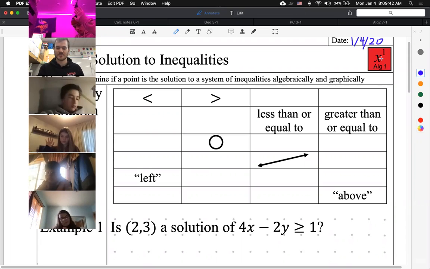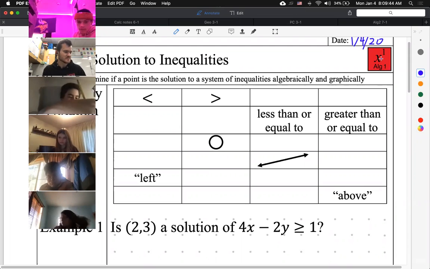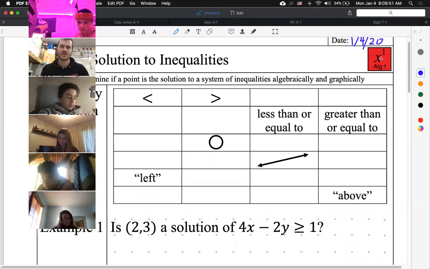Looks like Ripley was first. Determine if a point is the solution to a system of inequalities algebraically and graphically. There they are, which means you have two homework assignments, one on the algebra, one on the graphical, like on a graph.